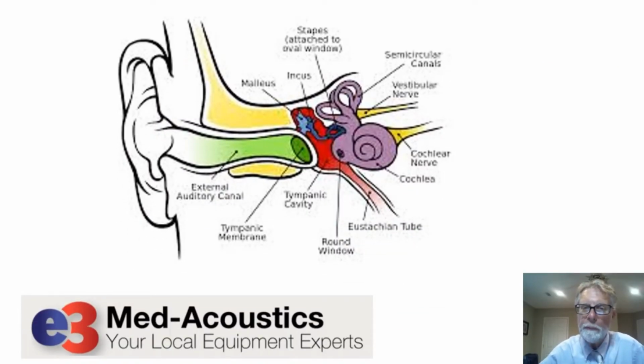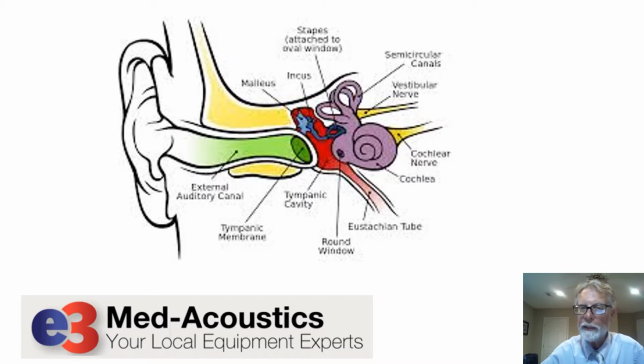This is the minimum amount of anatomy that you should know if you're doing hearing testing. You can see here the external ear, and at the end of the external ear is the eardrum, and connected to the eardrum is what we call the ossicular chain. It's three tiny bones that move when the eardrum moves. So when sound wave vibrations hit the eardrum, they move these three tiny bones. Those tiny bones are the ossicular chain. It's called the malleus, the incus, and the stapes.